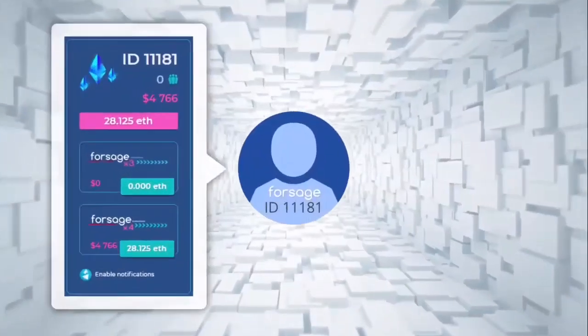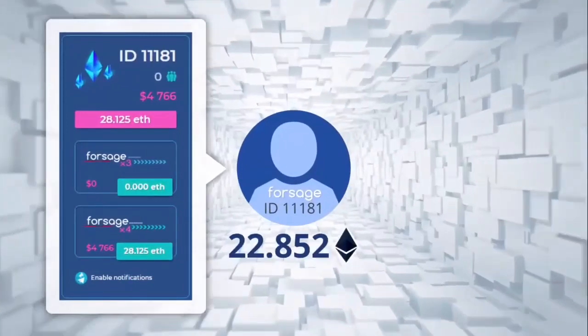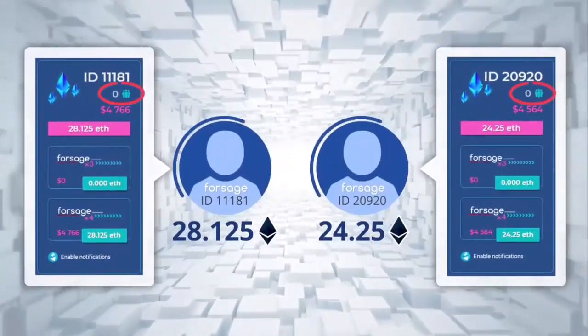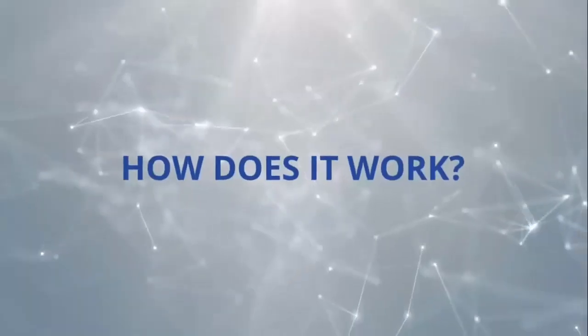Just like, for example, ID 11181, who earned 28 ETH, and ID 20920, 24 ETH, with 0 referrals. How does the Forsage work?